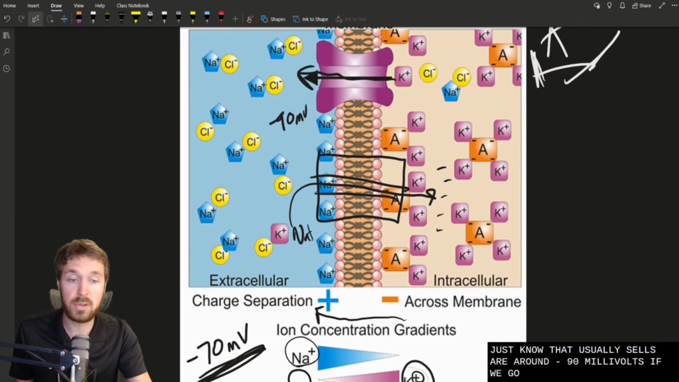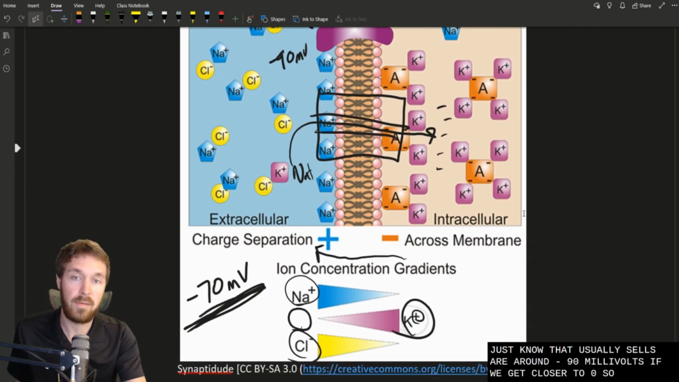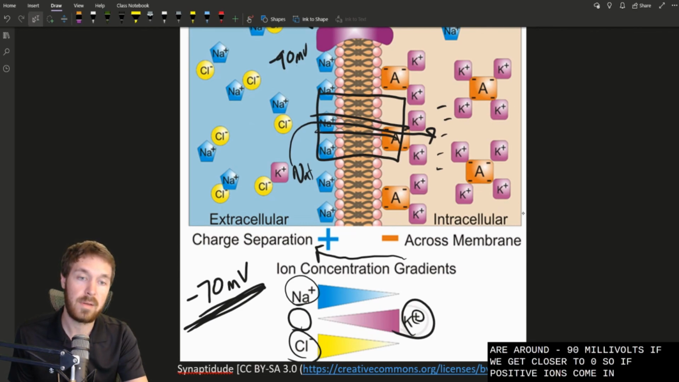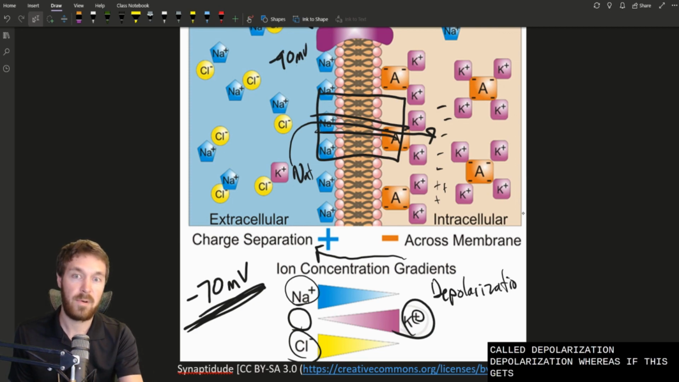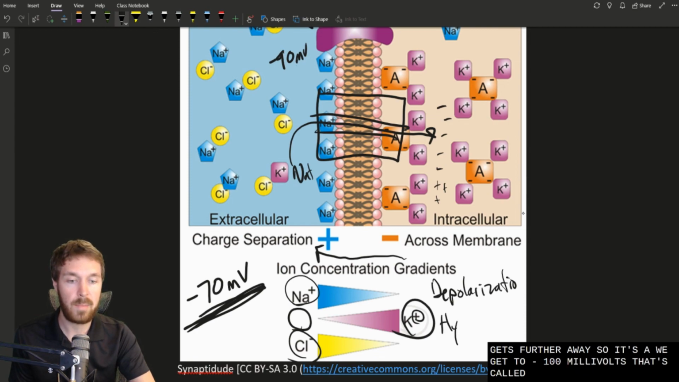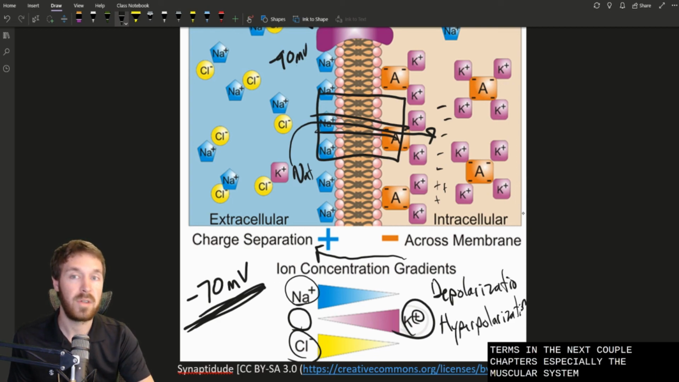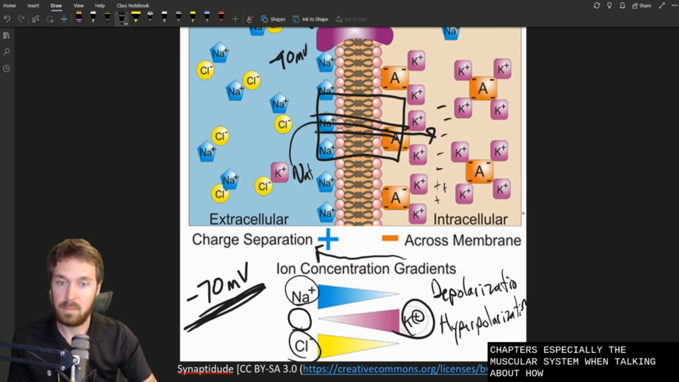If we go closer to zero, so if positive ions come inside the cell and this becomes less negative, we get closer to zero, and that's called depolarization. Whereas if this gets further away, so let's say we get to minus 100 millivolts, that's called hyperpolarization. Now we might come back to these terms in the next couple of chapters, especially the muscular system, when talking about how that whole system works.